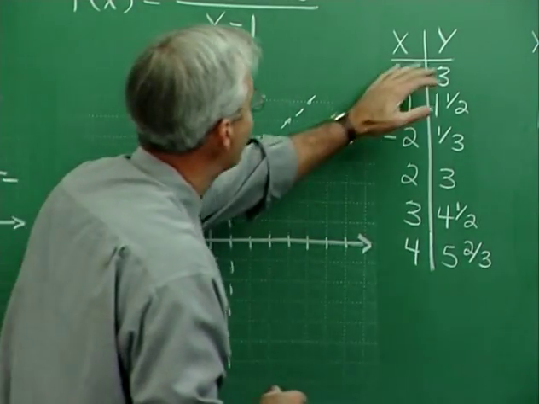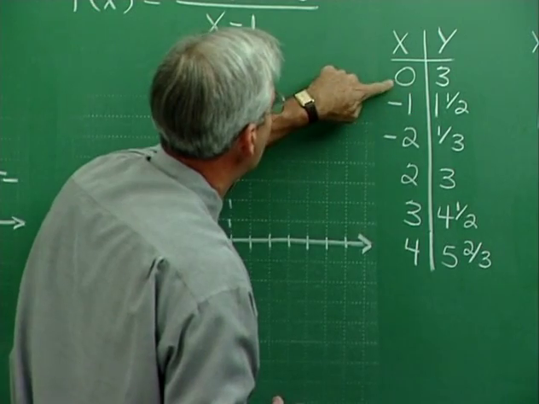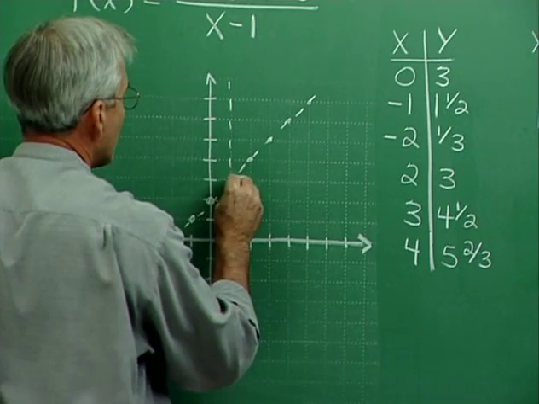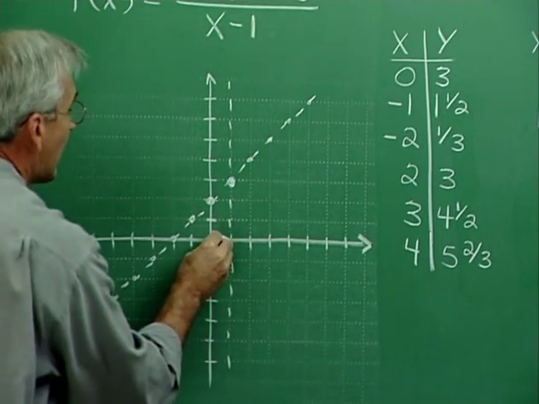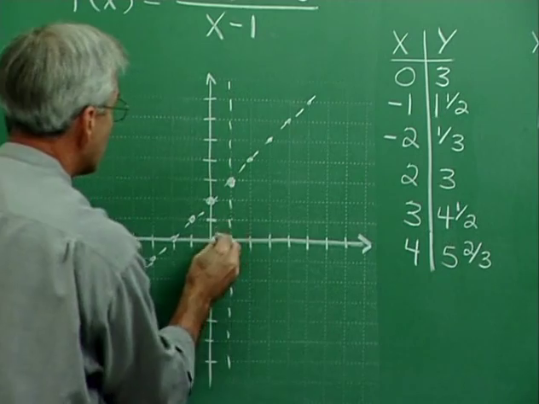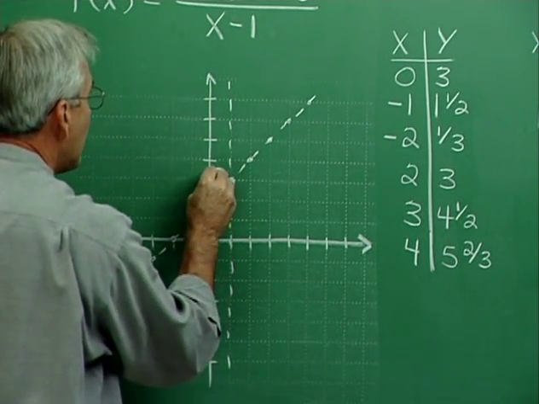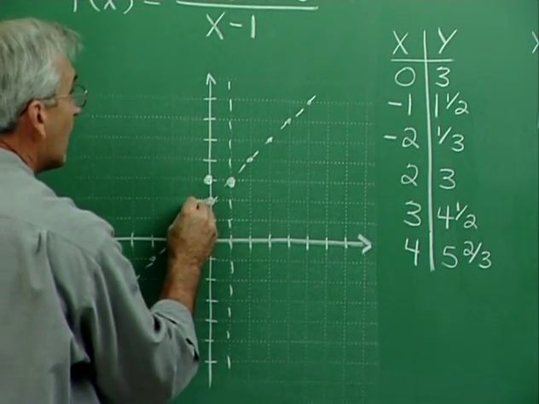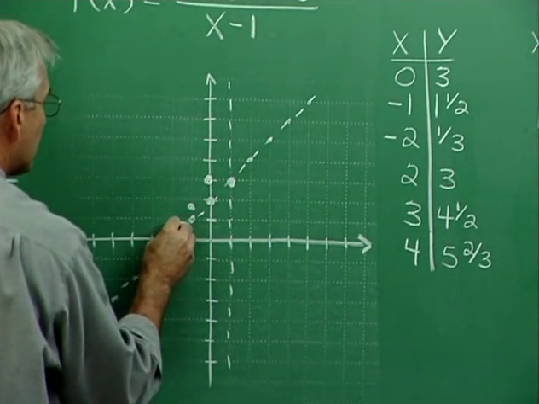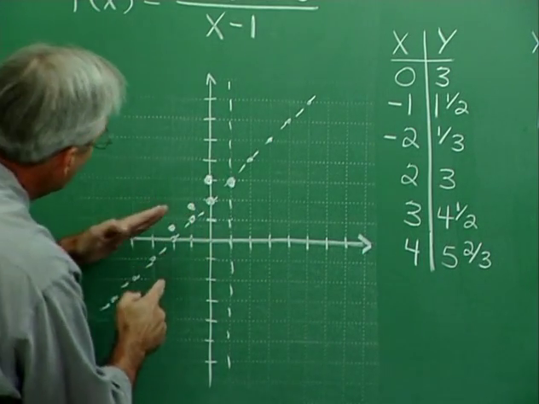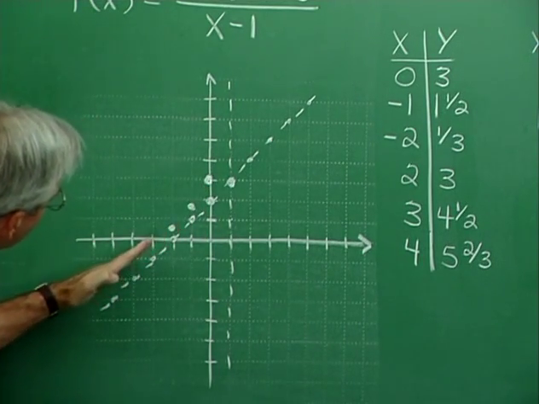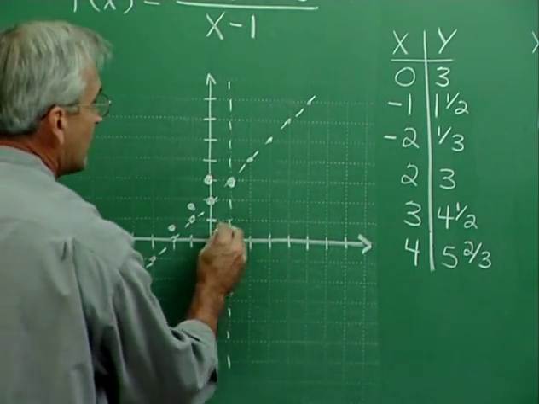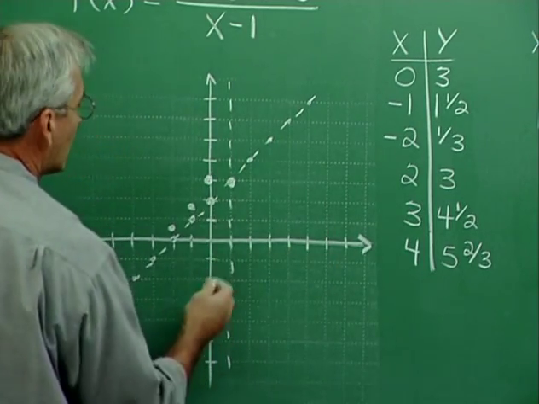Let's see what happens. I've made a table of values here, and 0 goes to 3. Oops, 0 goes to 3. I knew it couldn't possibly be right on top of the asymptote here. Negative 1 goes to 1.5. Negative 2 goes to 1/3. And you see the graph is just kind of real tight on the asymptote here, and then it's going to just blast upward here. And we can go ahead and graph that because my other 3 points are on the other side of that vertical asymptote.